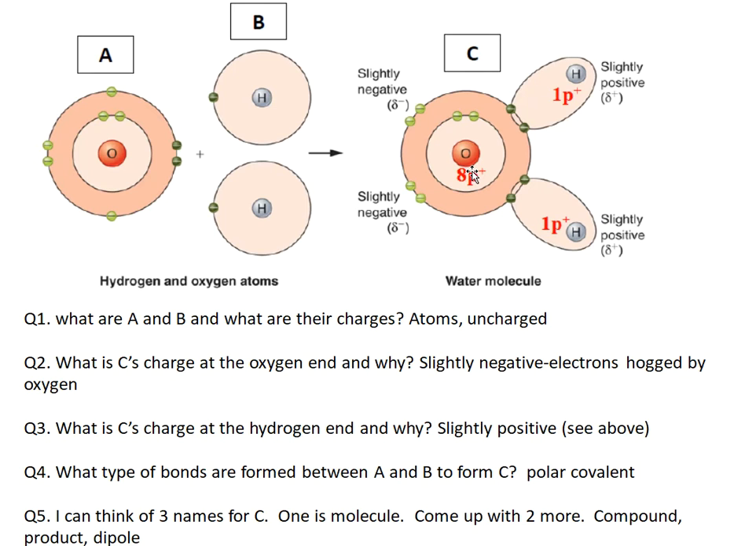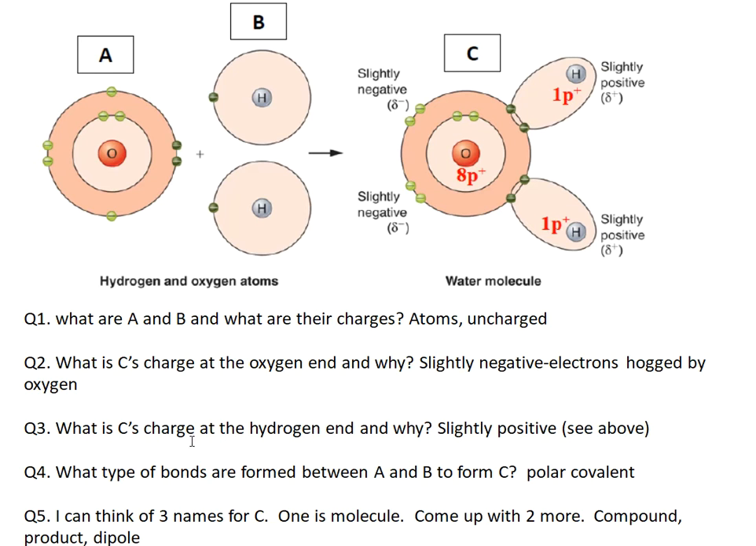Question 2, what is C's charge at the oxygen end and why? C is slightly negative at the oxygen end because while oxygen and the two hydrogen atoms share electrons, they share them unequally. The electrons spend more time around the oxygen than they do around the hydrogens. So the oxygen end of this molecule is slightly negative. The oxygen hogs the electrons.